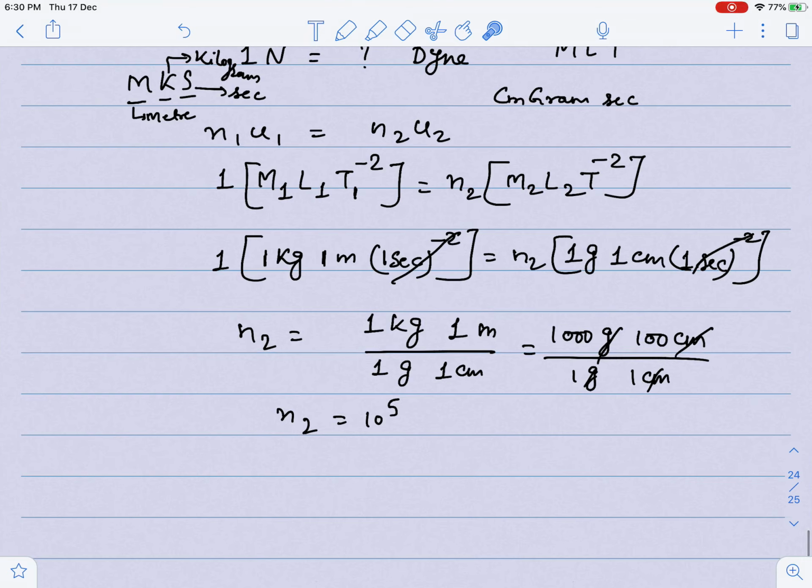1 Newton is equal to how much dyne? So I have calculated 1 Newton is equal to 10 to the power 5 dyne, that I have written, guys.